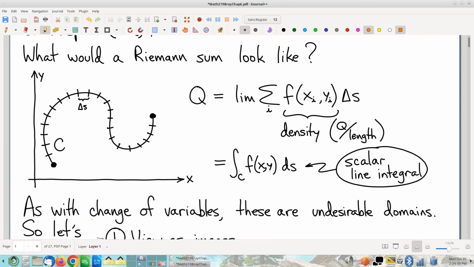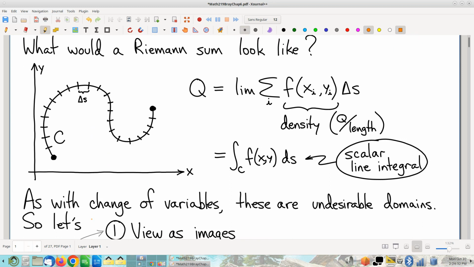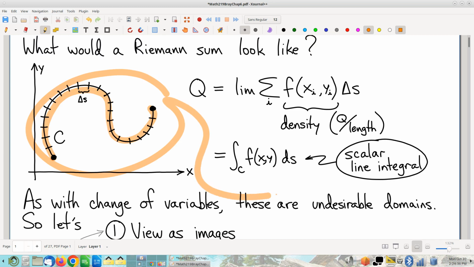The first observation I want to make is that this is what I'm going to call an undesirable domain. I think that's pretty clear. It's a pretty weird domain, right? It's dimensionally undesirable. It's not because of corners. It's not because of the equation of the curve or something. No, it's really weird. It's a one-dimensional thing in a two-dimensional world. We have no experience with how to deal with that.